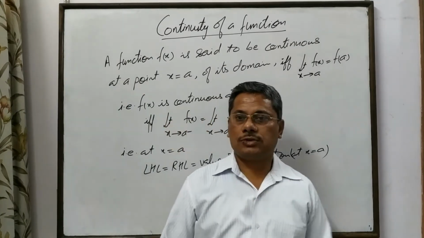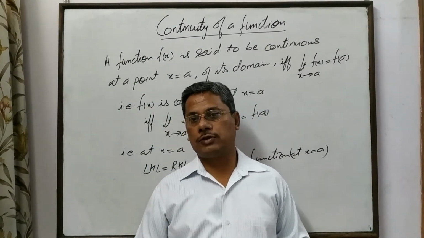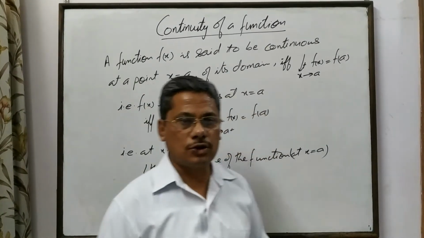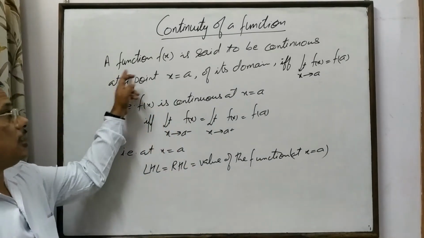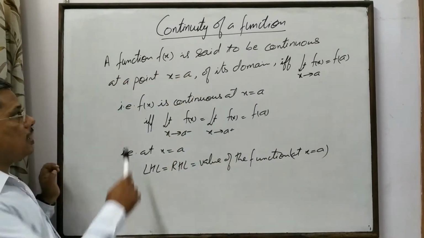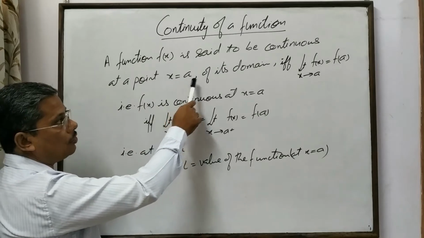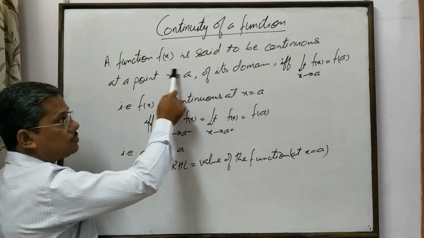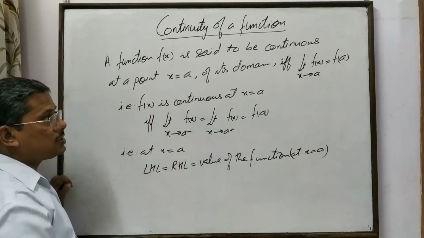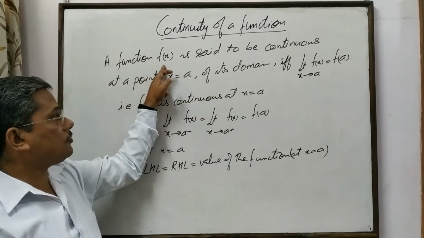Hello students, today we'll start with continuity of a function. Now when is a function continuous? A function f of x is said to be continuous at a point x is equal to a of its domain. The point x is equal to a must lie in the domain of the function f of x.